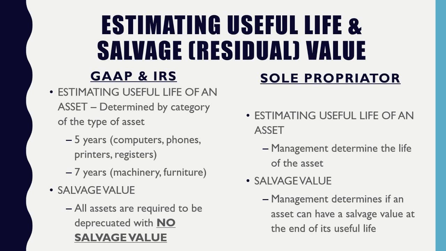So, for example, a printer should last you 5 or 7 years. Maybe it could last you 10 years, or maximum is 10 years. Management gets to choose and determine the estimated useful life under sole proprietors. And as sole proprietors, we also get to determine whether an asset is going to have value at the end of its life.